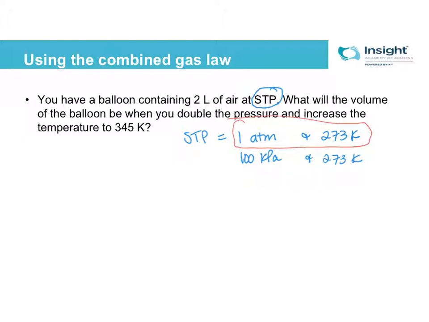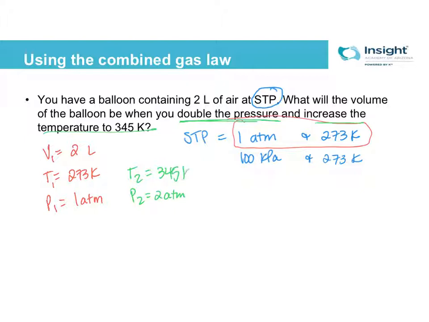So that means that our V1 is equal to 2 liters, our T1 is equal to 273 Kelvin, and our P1 is equal to 1 atmosphere. All right. And then what I'm going to do is double the pressure. So P2 equals 2 atmospheres. And I'm going to increase the temperature to 345. So T2 equals 345 Kelvin. And I need to know what V2 is.